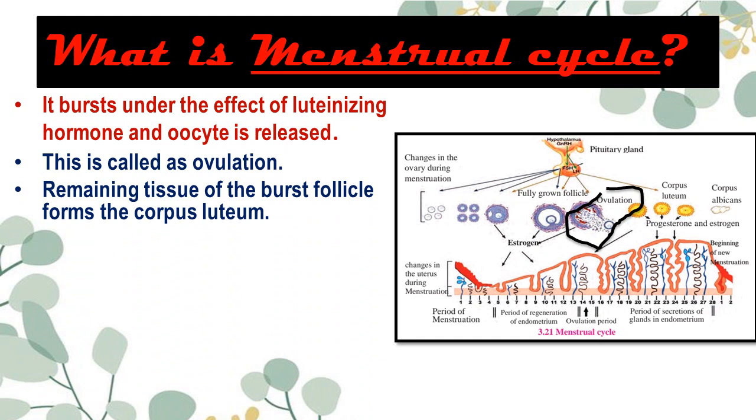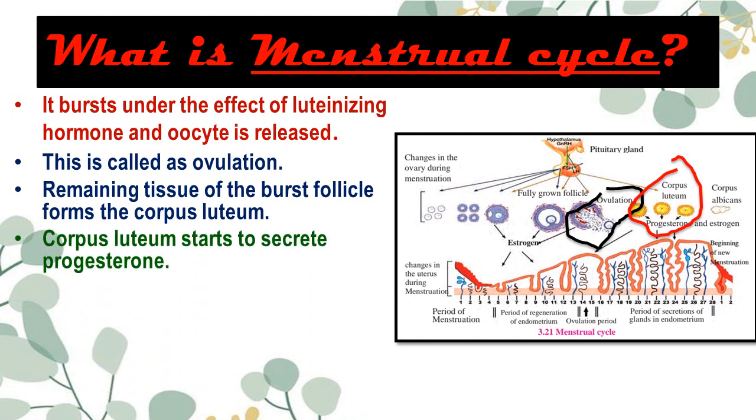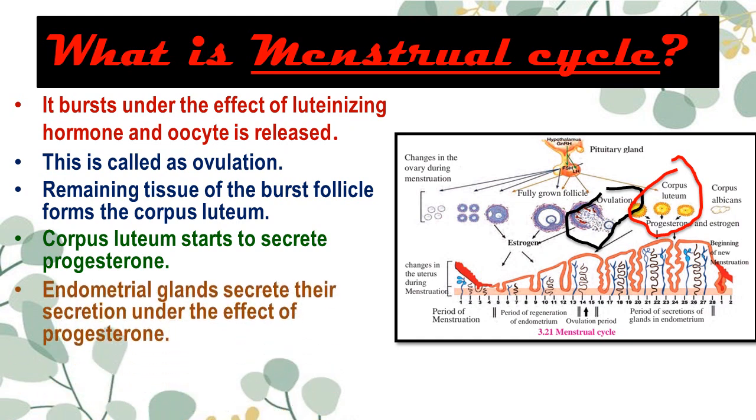Okay, so corpus luteum is an endocrine gland which is present in the ovary, that is formed every single month, and after that it degenerates. The remaining tissues of the burst follicle form the corpus luteum. This is a corpus luteum which is formed by the follicle, and the corpus luteum starts to secrete a new hormone, that is progesterone.